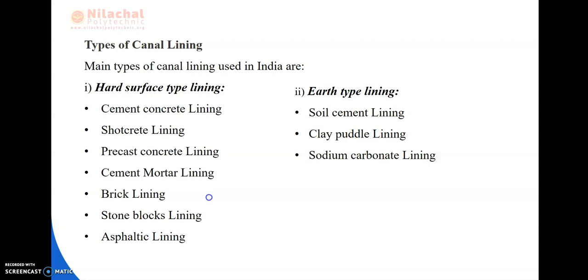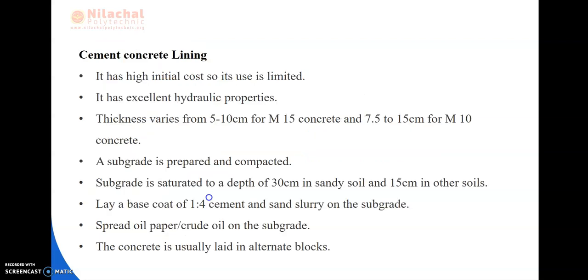Under the hard surface type lining there are cement concrete lining, shotcrete lining, precast concrete lining, cement mortar lining, brick lining, stone blocks lining, and asphalt lining. Next, in earth type lining, the types are soil cement lining, clay puddle lining, and sodium carbonate lining. So these are all the types of lining. We will be reading all of these one by one.